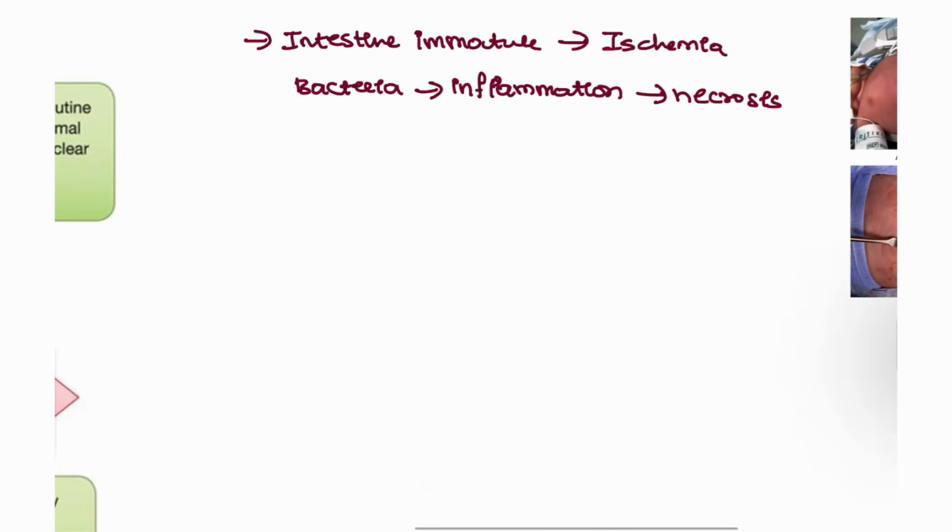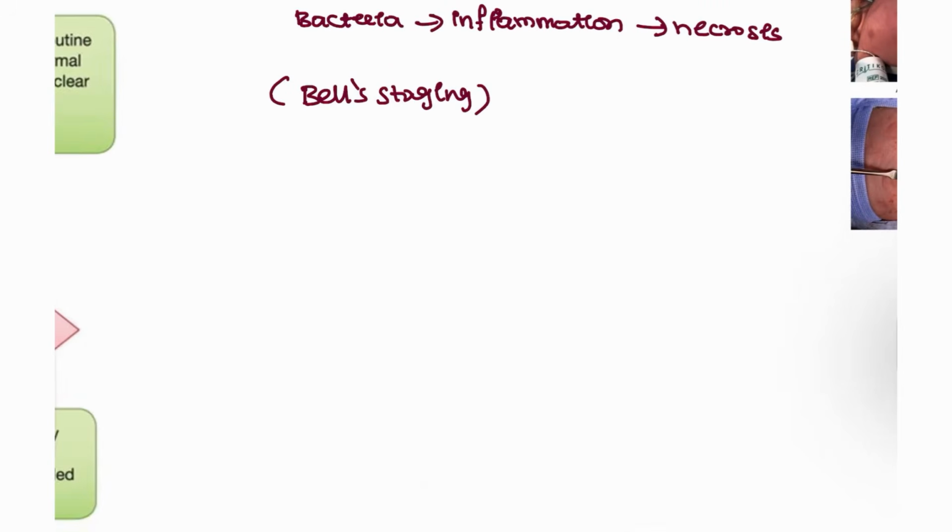Next, what is the staging we use here? Bell's staging we commonly use in this patient. Okay, first, usually in stage 1 with mild distension, immediately you have to work up. If it is definitive, and the progression to necrotizing tissue is already seen, then you have to go for surgery immediately to prevent perforation and peritonitis.